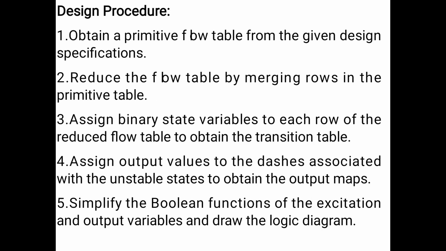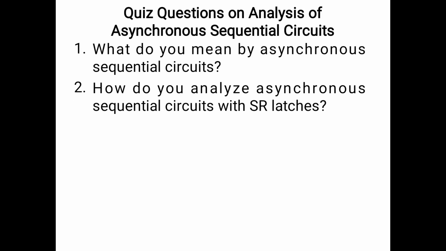Design procedure. Obtain a primitive flow table from the given design specifications. Reduce the flow table by merging the rows in the primitive table. Assign binary state variables to each row of the reduced flow table to obtain the transition table. Assign output values to the dashes associated with the unstable states to obtain the output maps. Simplify the Boolean functions of the excitation and output variables and draw the final logic diagram.